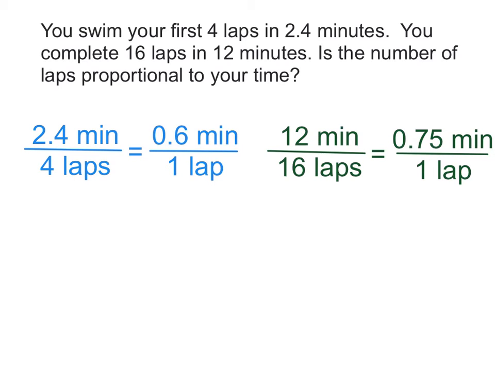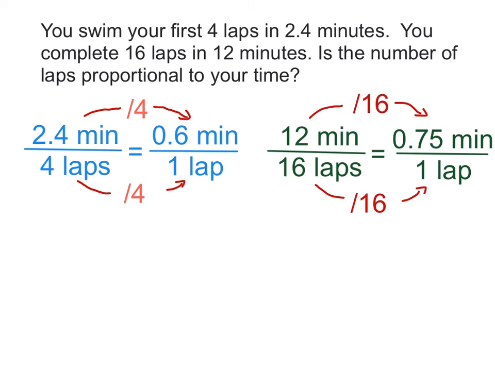remember with unit rate you want a 1 in your denominator, so both of the numerator and denominator in this first fraction is divided by 4. And for the second ratio, both the numerator and denominator is divided by 16. So now we can just compare our ratios or our proportions. 0.6 in 1 minute is not the same thing as 0.75 in 1 lap. So obviously these are not in proportion.